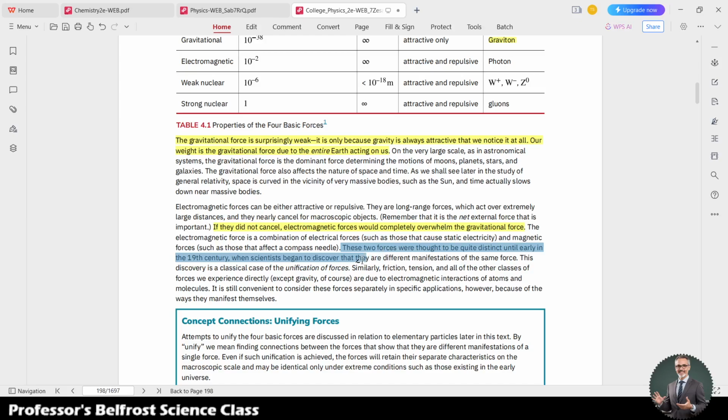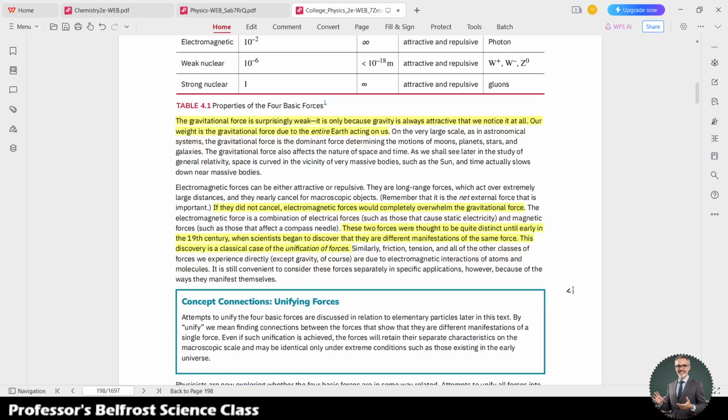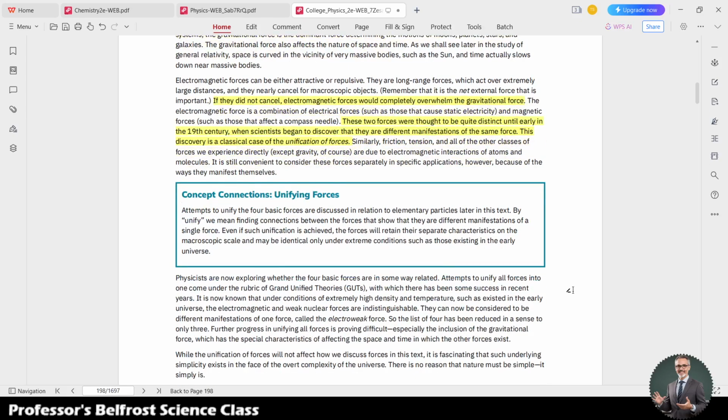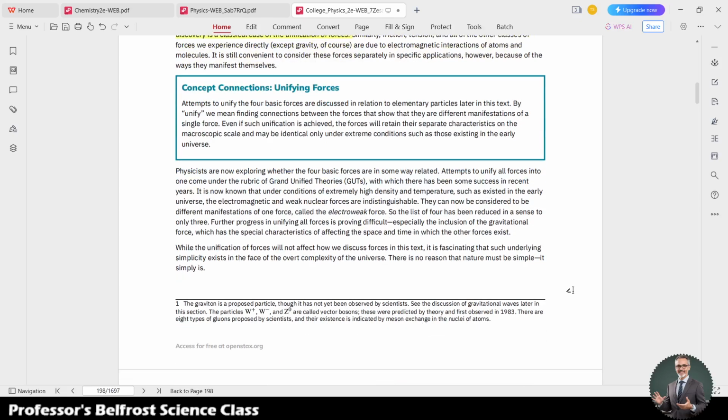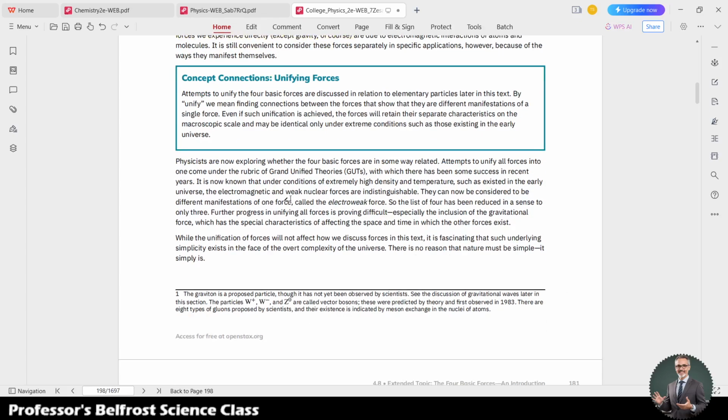Okay, so these two forces were thought to be quite distinct until early in the 19th century, when scientists began to discover that they are different manifestations of the same force. This discovery is a classic case of the unification of forces. So they can be considered to be a manifestation of one force, which is called the electroweak force.